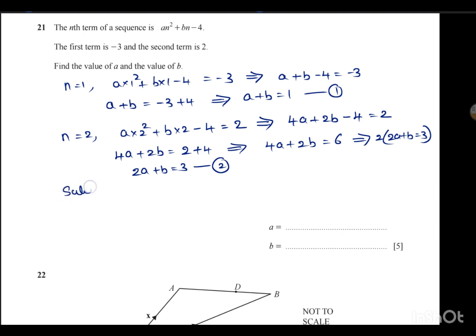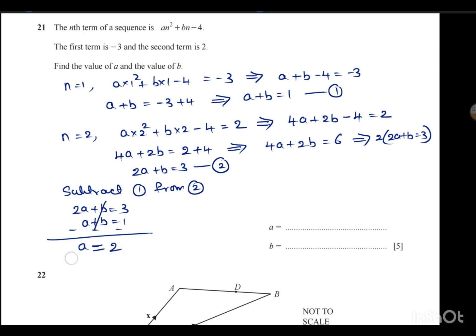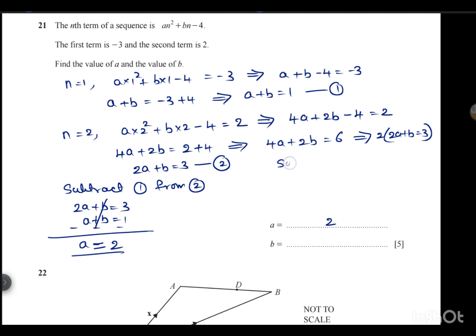Subtract now to get the values. Subtract 1 from 2. So it is 2a plus b is equal to 3, a plus b is equal to 1. I am subtracting, so all the signs will be changed. 2a minus a is a, b minus b will be cancelled out, and 3 minus 1 is 2. So we got a as 2. Substitute this in the equation.